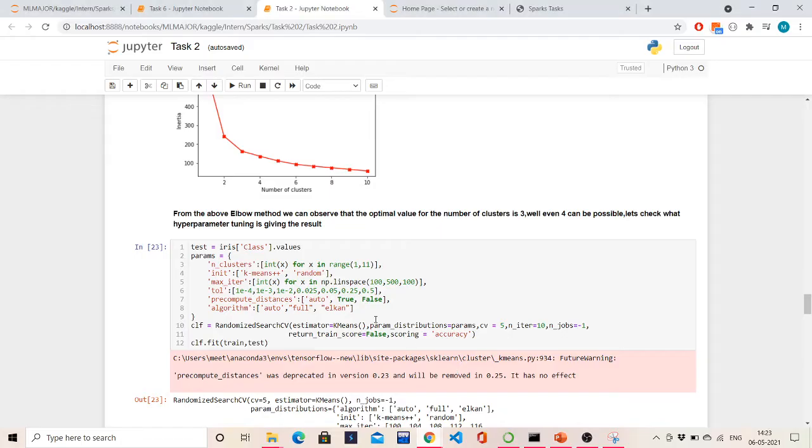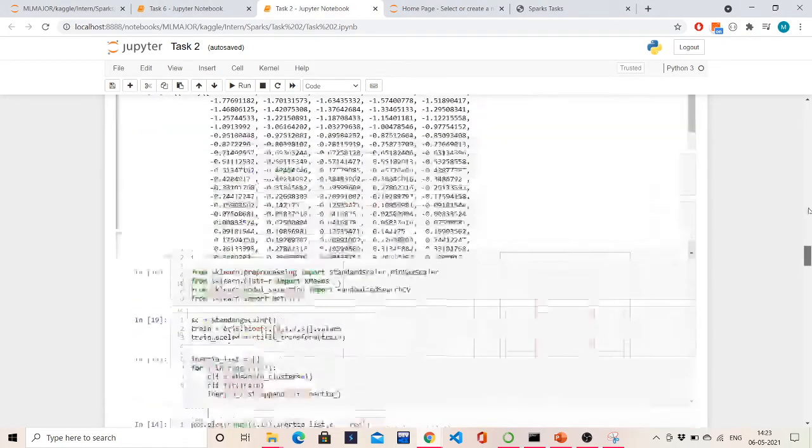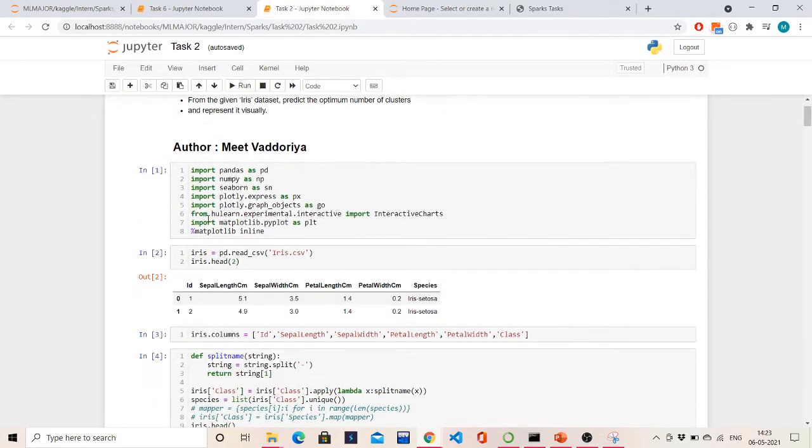So let's get started with the code. So here is the code. First and foremost, we have to import all the necessary libraries used for the task: pandas, numpy, seaborn, plotly, etc. Plotly is used for chart visualization, seaborn is used for data visualization, numpy is used for numerical computation, and pandas for panel data.